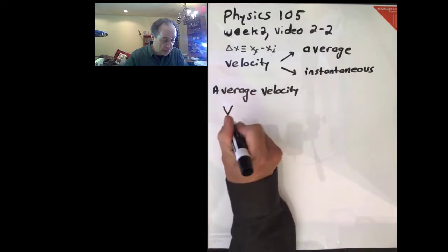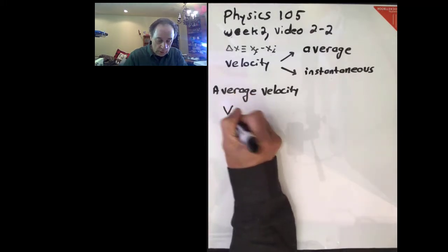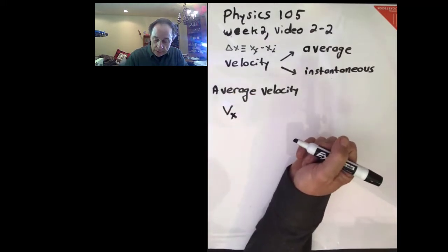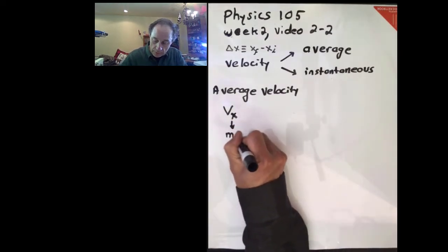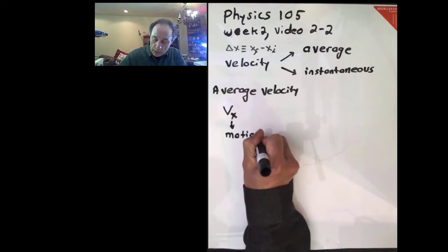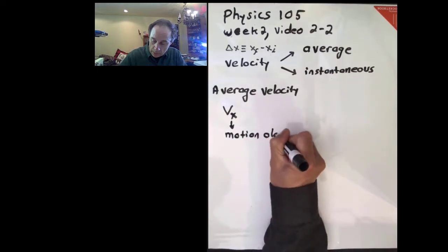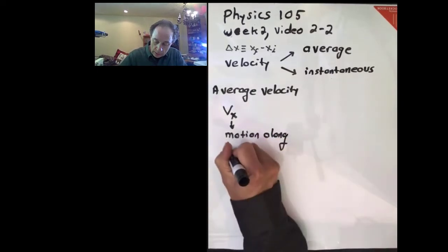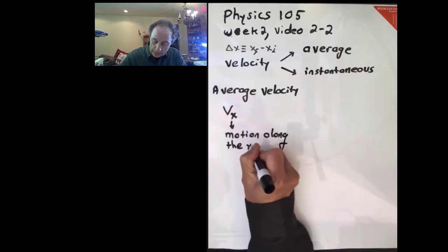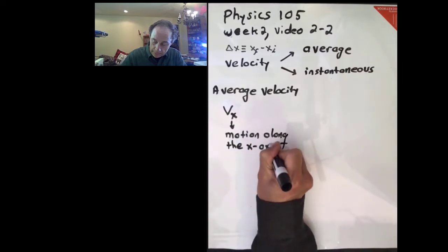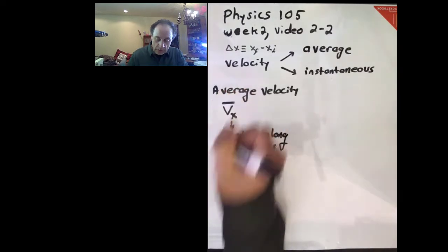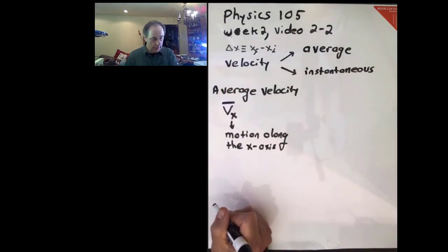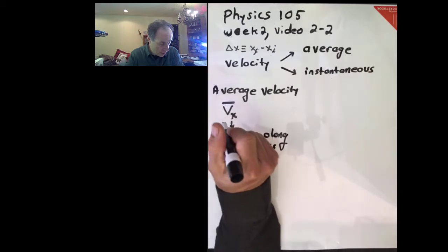So average velocity, V for velocity, and since we're in one dimension, we're saying x. So this is defining motion along the x-axis. Putting a bar over this for average. That's the book's notation for average.